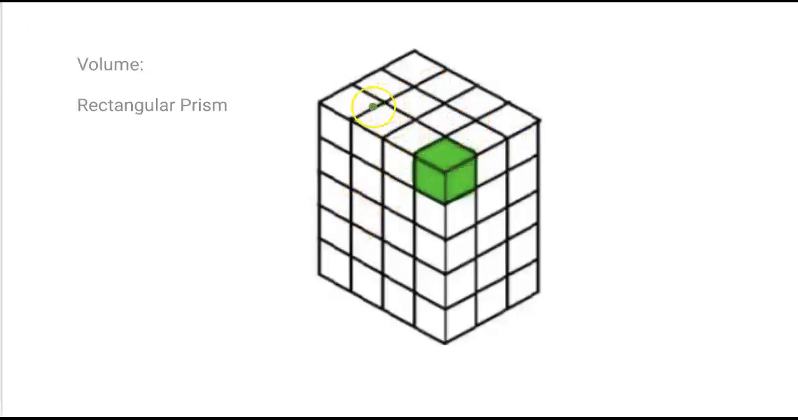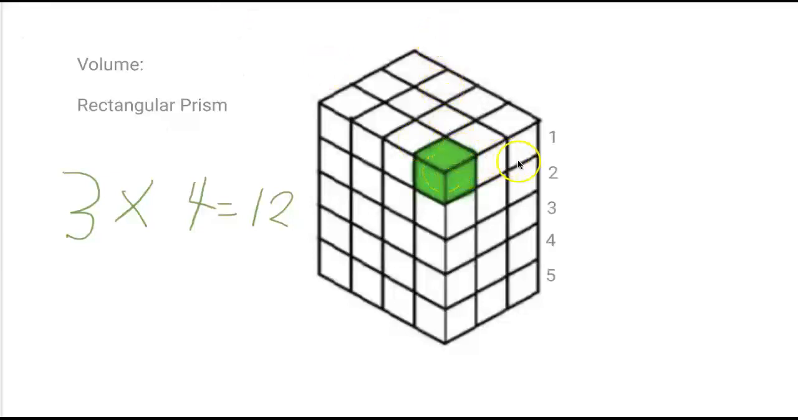Since we can see that there are 3 rows of 4 cubes, or we could also see that there are 4 rows of 3 cubes, we can use a multiplication expression to find the volume of this top layer. I'm choosing the multiplication expression 3 multiplied by 4 to figure out the total number of unit cubes here. And that gives me 12. So the volume of this layer is 12.